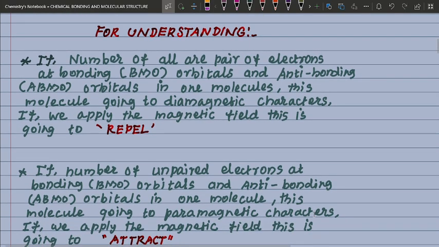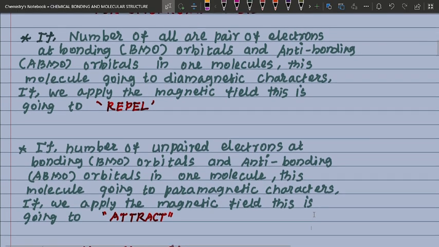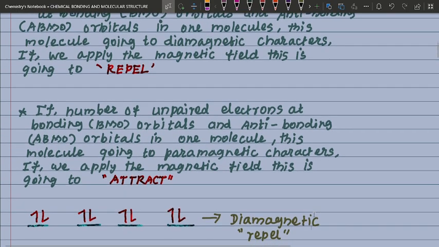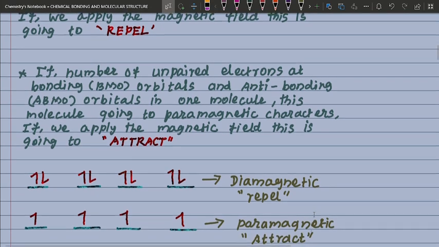If all the electrons are paired in the bonding BMO orbitals and anti-bonding ABMO orbitals in one molecule, this molecule is going to have diamagnetic character. If we apply the magnetic field, it is going to repel. These are all very important points. Please keep them in mind.